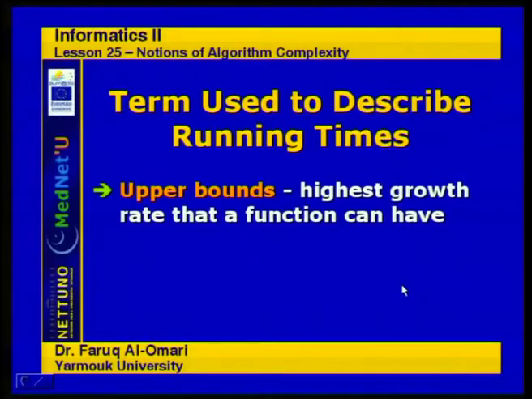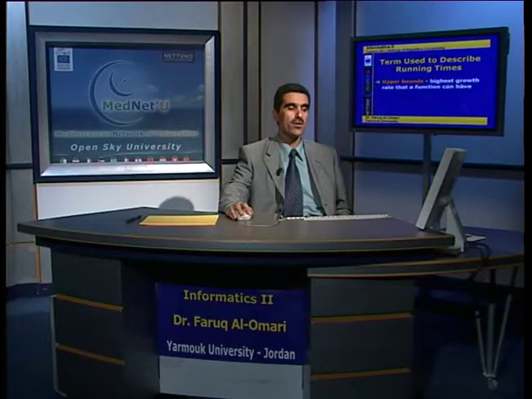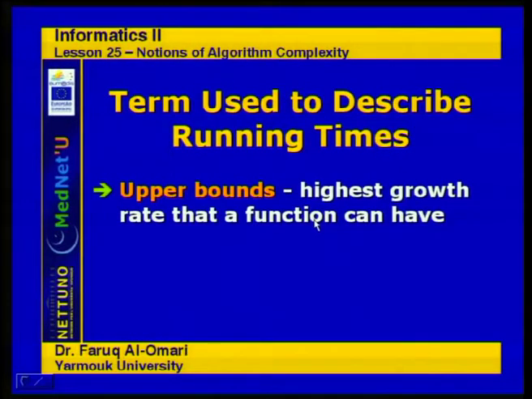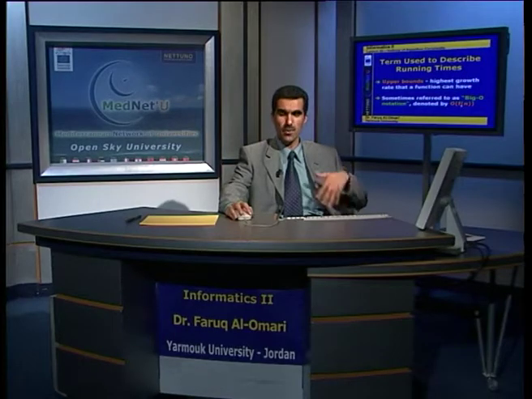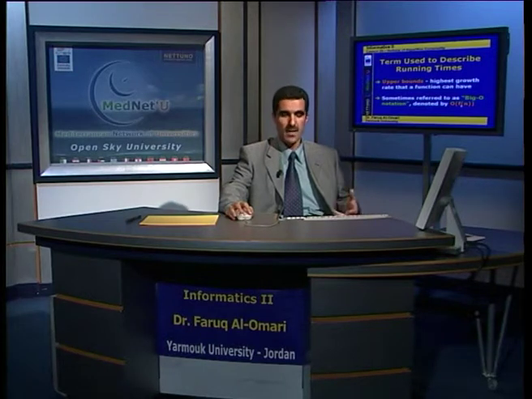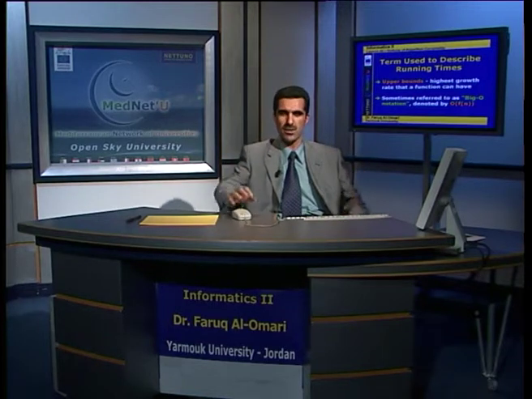The term used to describe running times, well, we basically use upper bounds. And that means the ceiling, if you wish, of the number of computations, the highest growth rate that a function can have. So it is sometimes referred to as big O notation. And we denote it by order of the behavior function or the growth rate function, order of f of n. Remember this f of n, it's the cost function that we use to express the runtime. And instead of writing the exact function, we just express it in terms of the big O notation again.